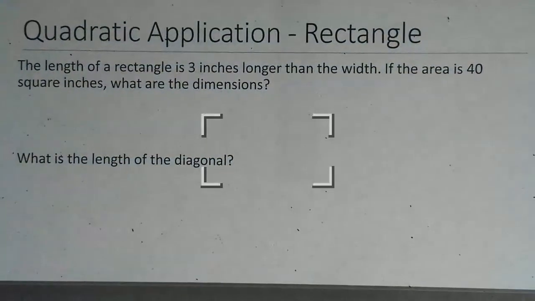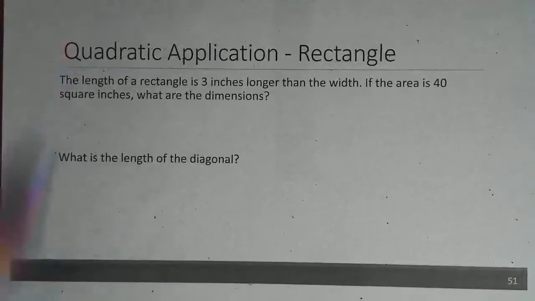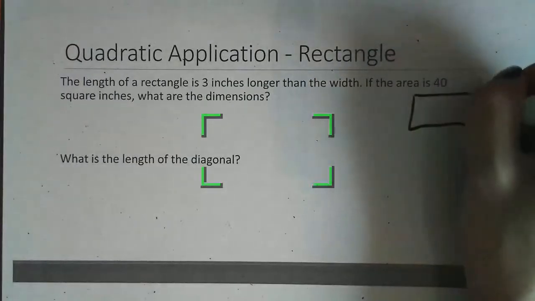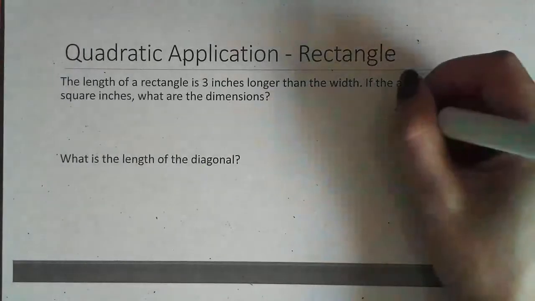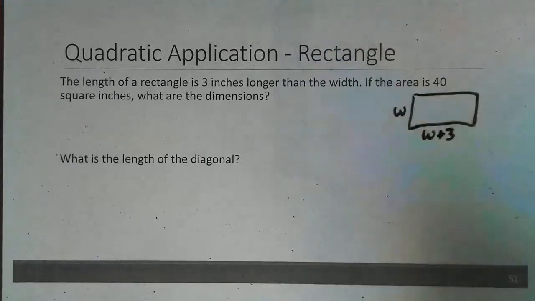The length of a rectangle is 3 inches longer than the width. If the area is 40 square inches, what are the dimensions? Then we also want to know what is the length of the diagonal. So we know we're working with a rectangle. I'm going to draw myself a rectangle. We're going to pretend that that's a really pretty rectangle. We know that the length is 3 inches longer than the width. So if I call that my width, my length will be the width plus 3.